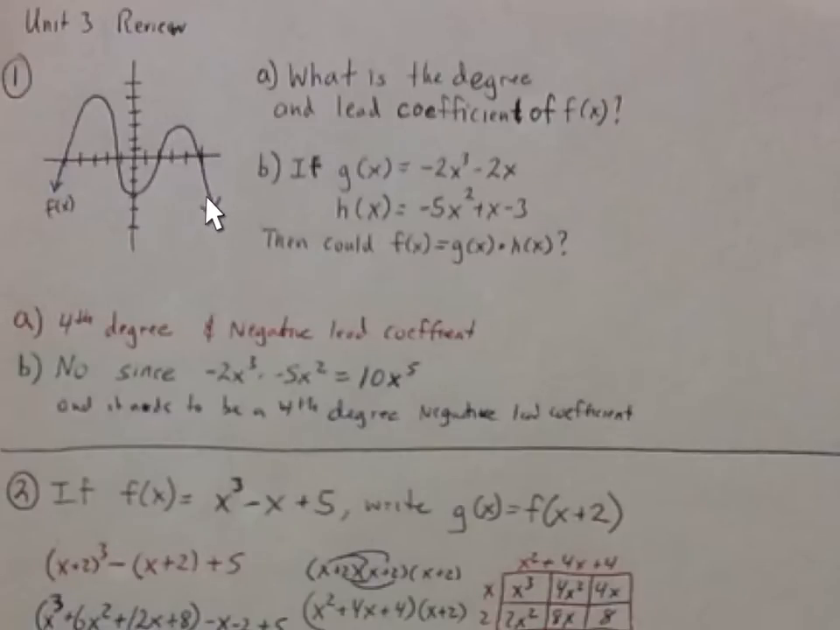And the lead coefficient, well, since you can see 1, 2, 3, 4 zeros, and you can see that it's an even function because both end behaviors are down, you would probably assume it's a fourth degree, and it's a negative lead coefficient again because it's all down.